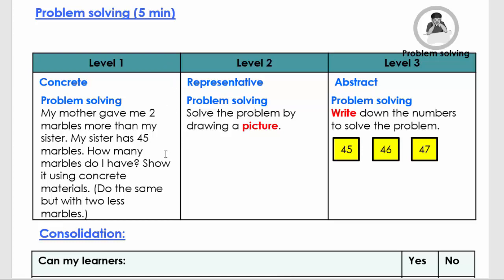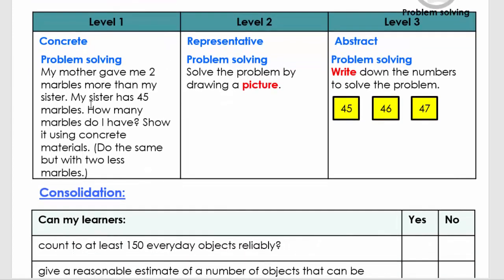Then your problem solving. Here we have our problem for the day. You can solve it by using concrete resources, or by using a picture, or by using your number cards.